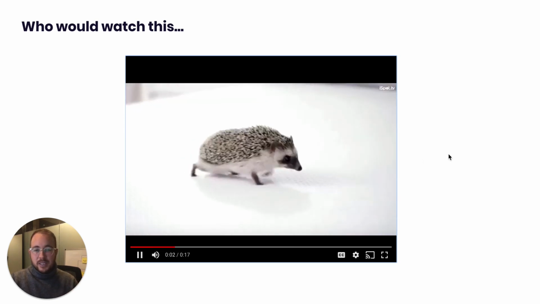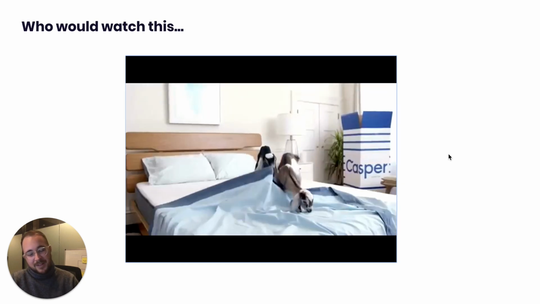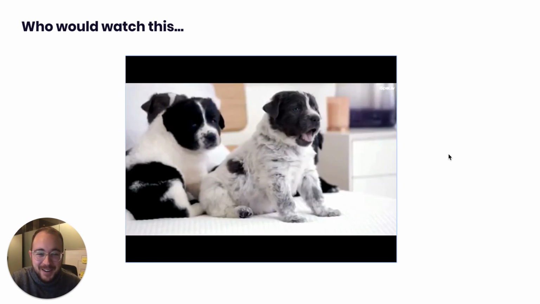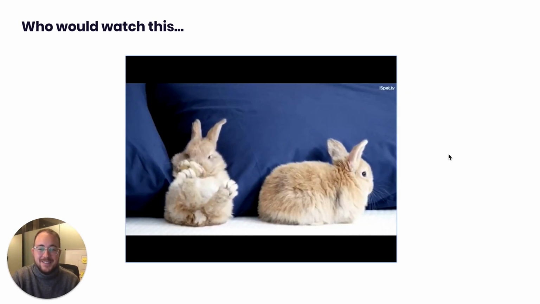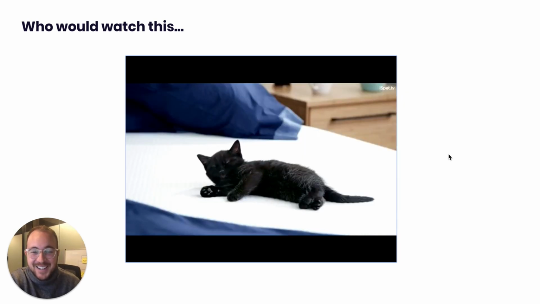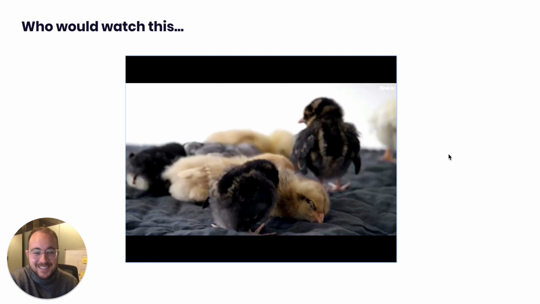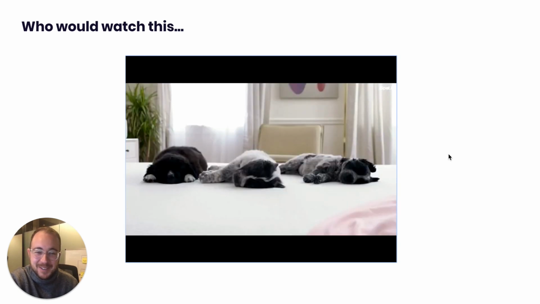We got cute kittens. We got that was actually me laughing. Porcupine, goats, puppies, yawning, cute bunnies. It's really cute. A tiny little kitten, little chickens or something, and then sleepy dogs.